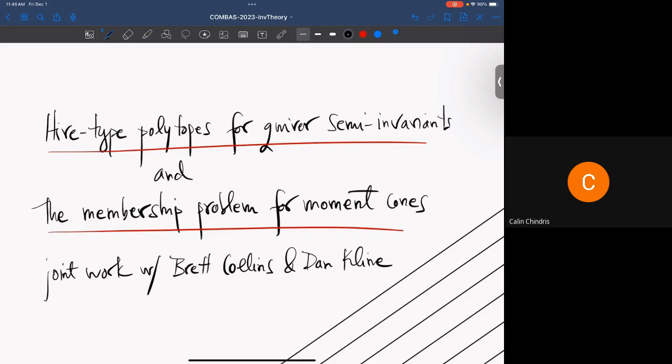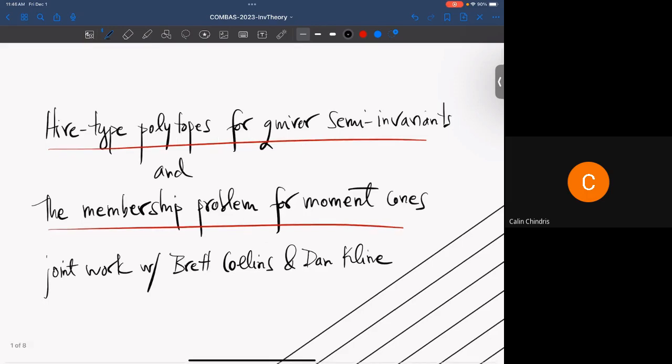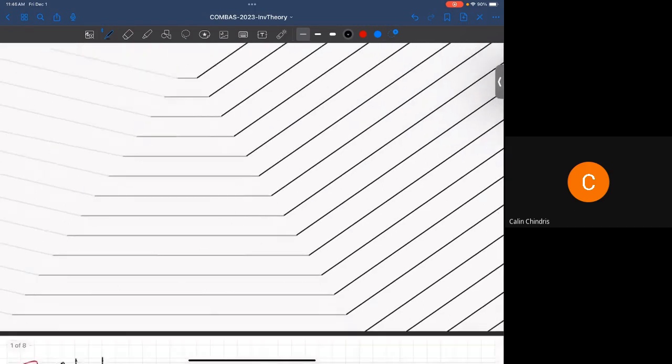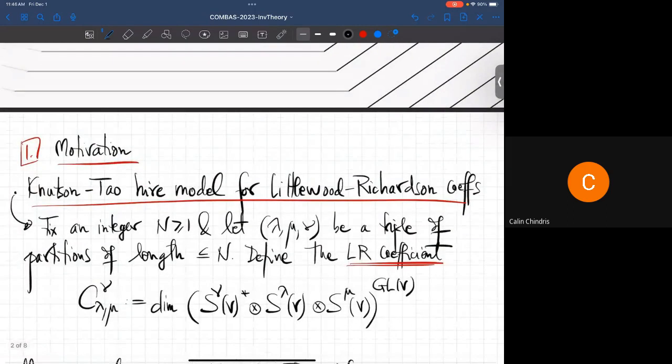So I'll be talking about some combinatorial aspects of quiver semi-invariants and some applications to what's known as the membership problem for moment cones. These are rational convex polyhedral cones that arise from moment maps. And this is joint work with Brett Collins and Dan Klein. So let me begin with the motivation. It goes back to a classical result, classical by now, I guess, by Knutson and Tao.